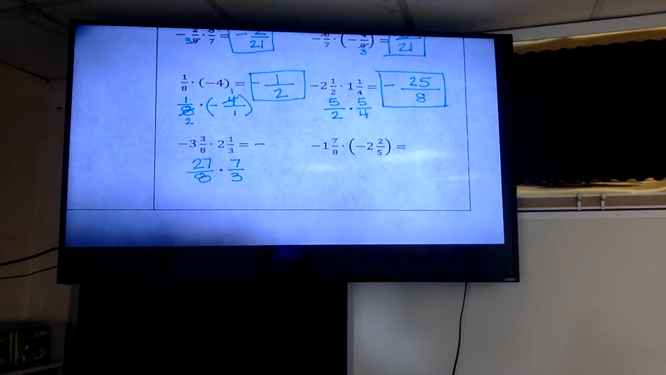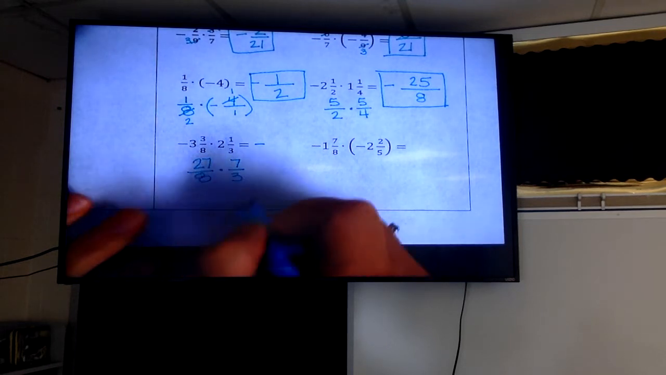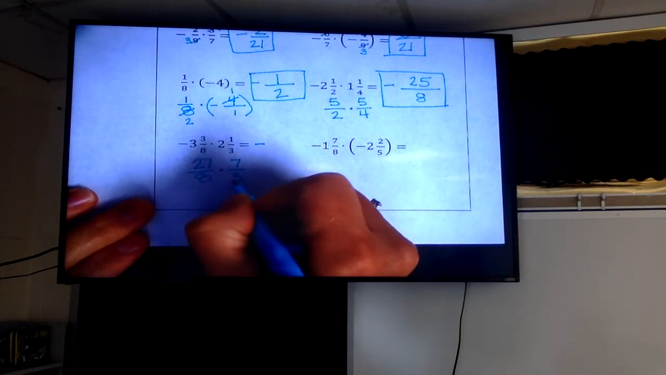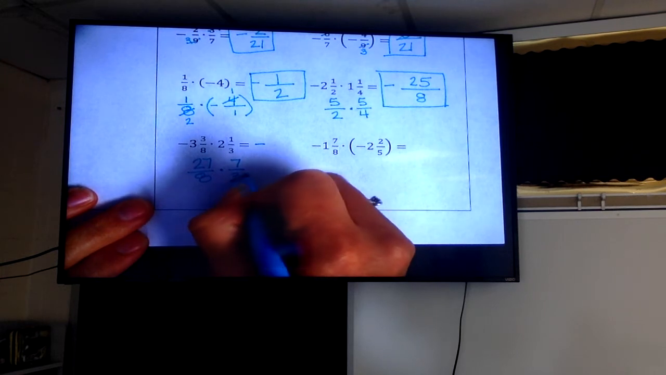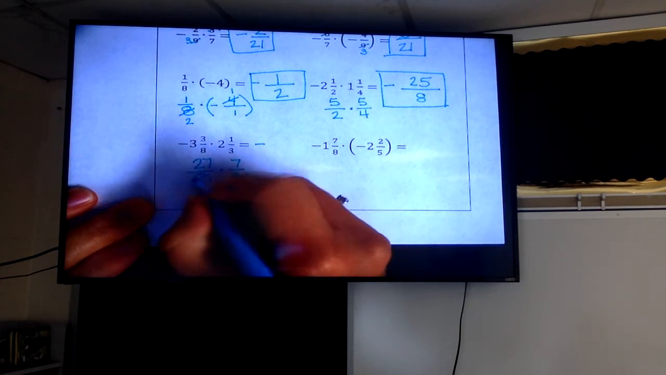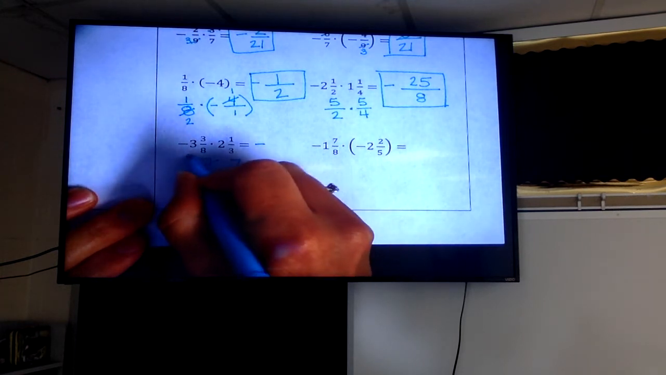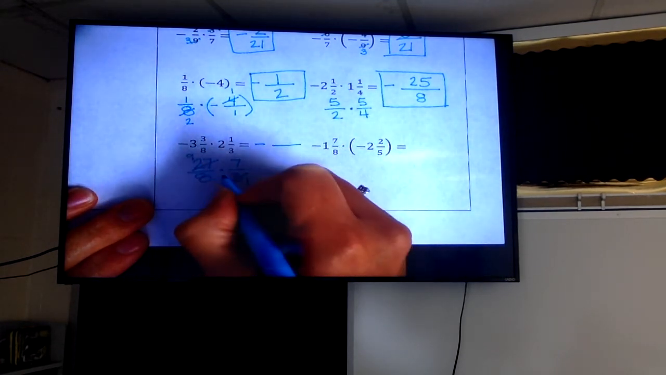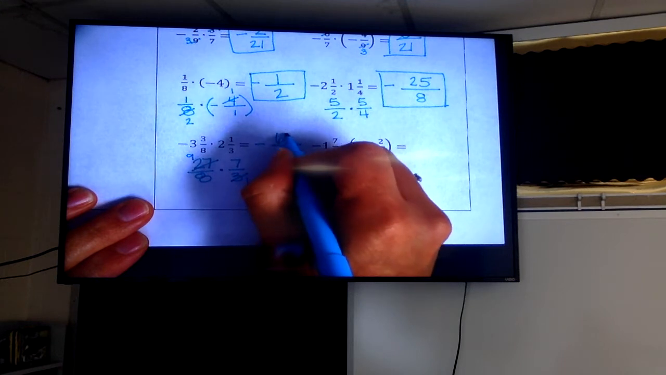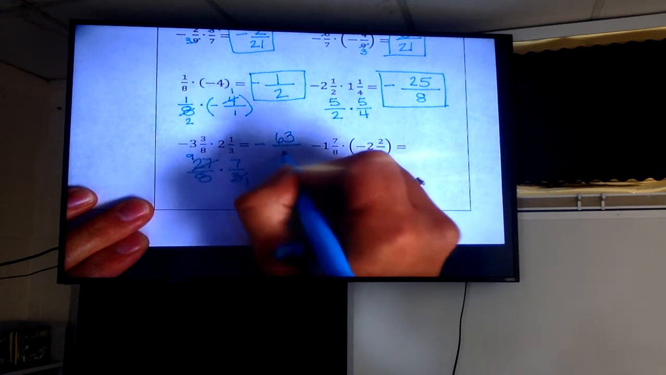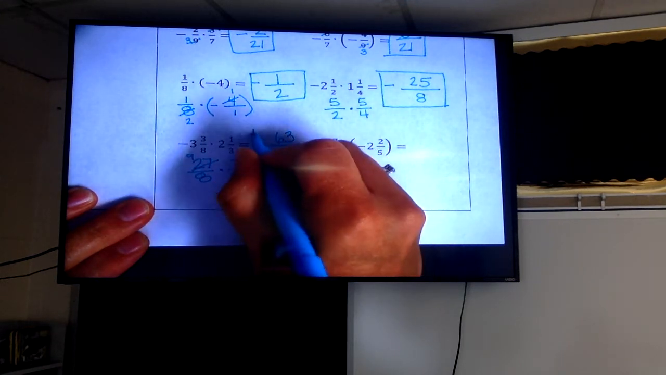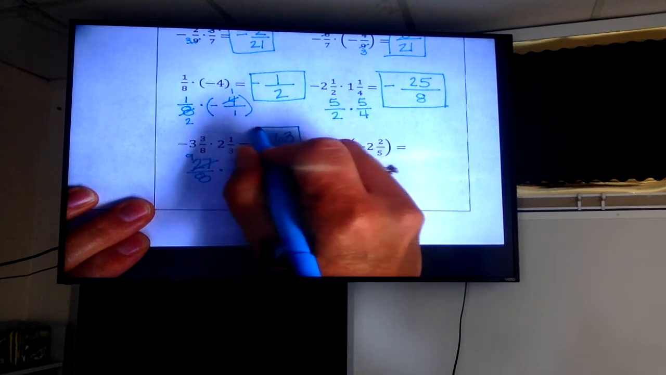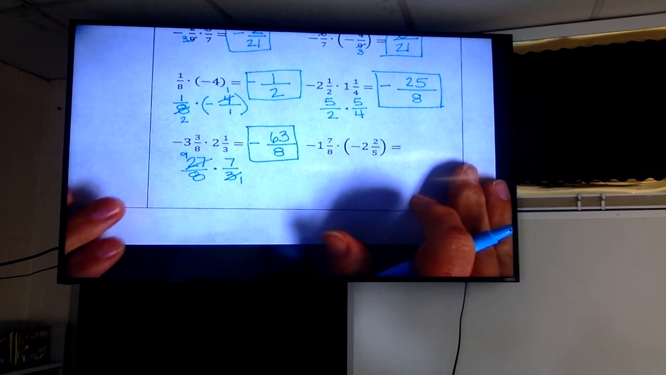Check and see if there's anything you can simplify. Well, be careful. I see a 3 and a 27 here. 3 goes into both of them. So 3 divided by 3 is 1, and 27 divided by 3 is 9. Now I'm going to multiply across. 9 times 7 is 63, and 8 times 1 is 8. So my final answer is negative 63 over 8.